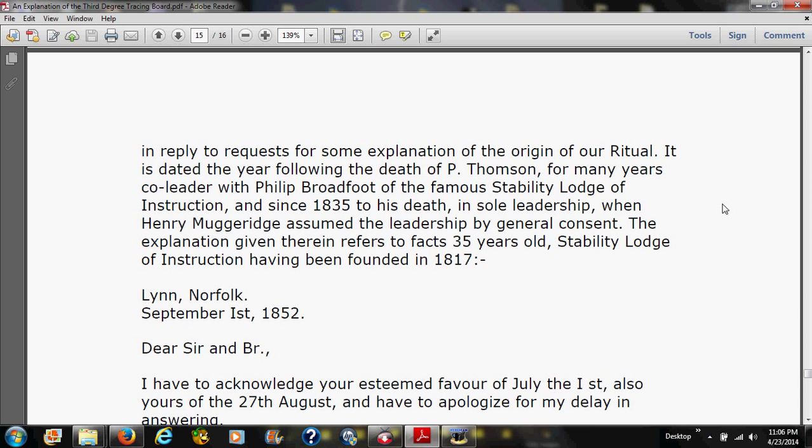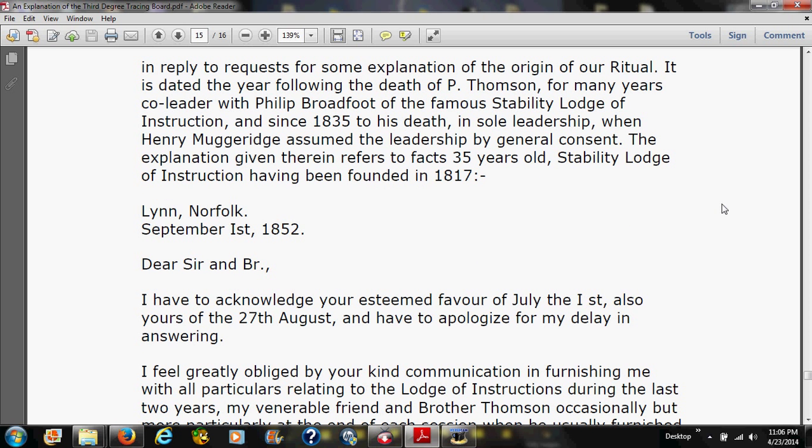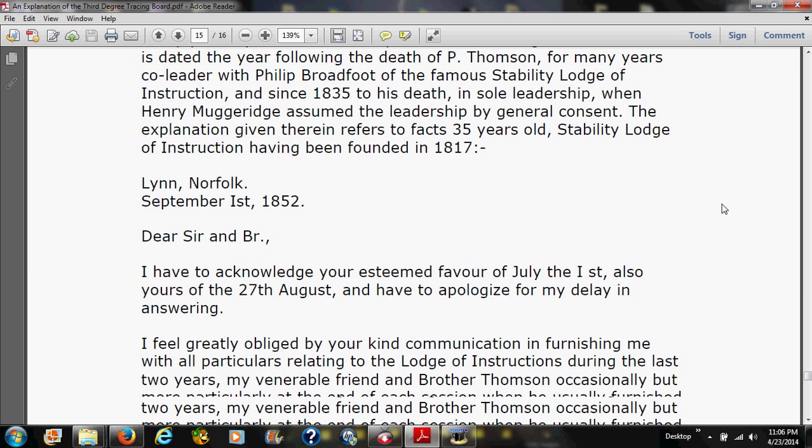It is dated the year following the death of P. Thompson, for many years co-leader with Philip Broadfoot of the famous Stability Lodge of Instruction, and since 1835 to his death, in sole leadership, when Henry Muggeridge assumed the leadership by general consent. The explanation given therein refers to facts 35 years old, Stability Lodge of Instruction having been founded in 1817. And this is Lynn, Norfolk, September 1st, 1852.